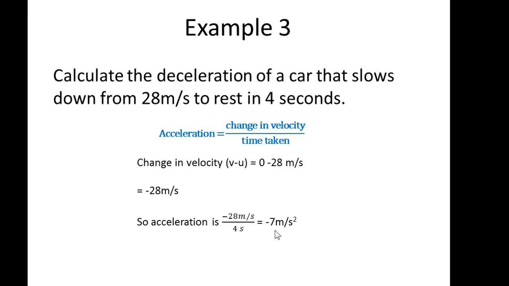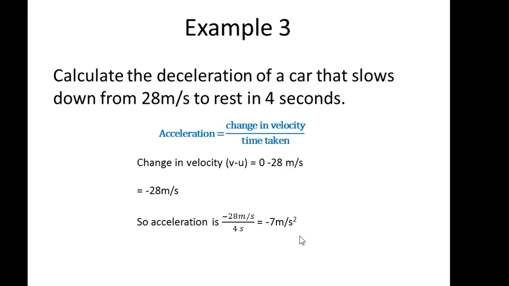Now, if you left it like this in an exam, that would be perfectly acceptable. Acceleration is a vector. In this case, the car is slowing down, so the acceleration vector, the direction, is negative. And you'll see that when we come to look at accelerations on graphs. And so minus 7 meters per second squared as an acceleration is a perfectly good answer.